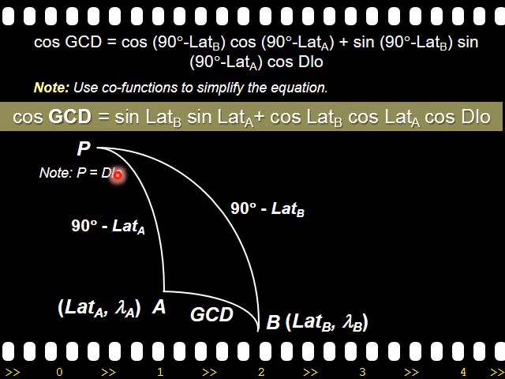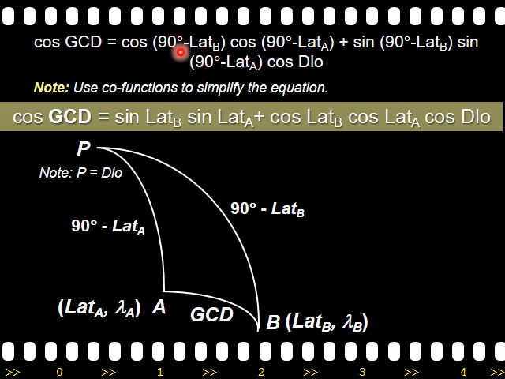Okay. Now, if you notice, pwede nating ma-simplify itong equation na to by using the cofunctions. So, to simplify the equation, magiging ganito na siya. Cofunction of cosine is sine. Kaya instead na 90 minus lat B, magiging lat B na lang to.